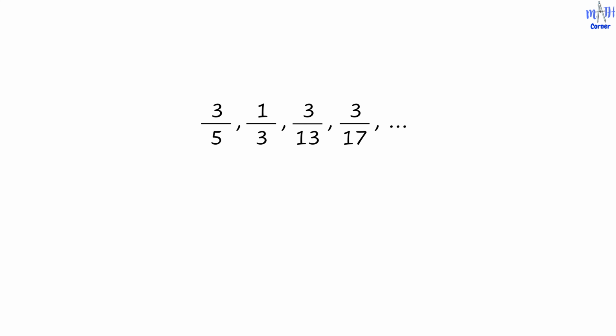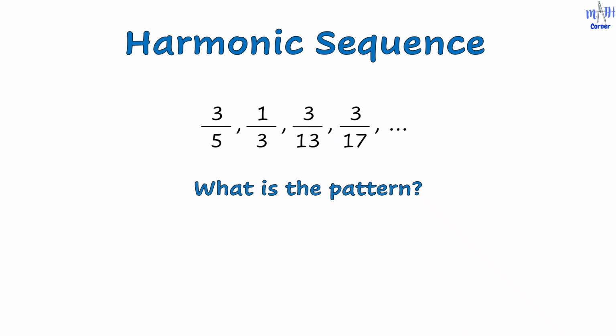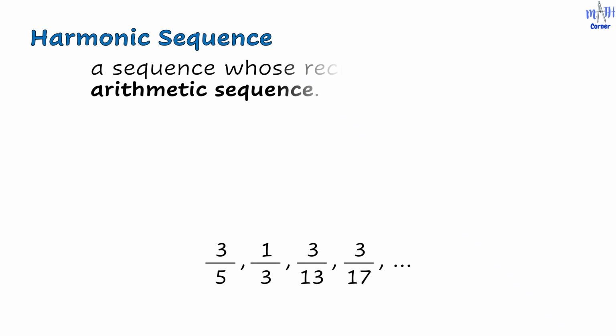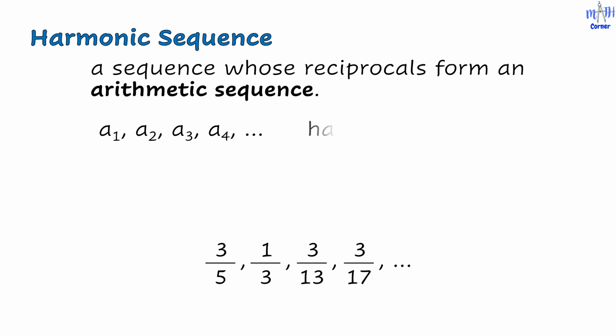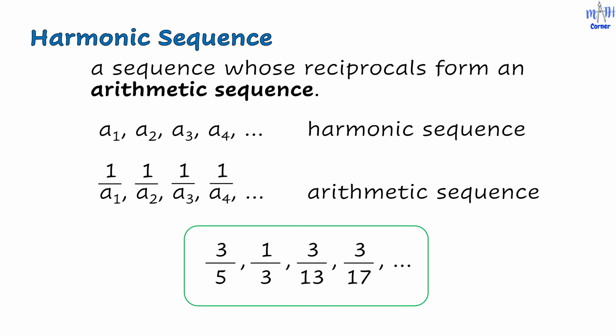Have you ever seen a sequence like this, and wondered, what kind of pattern is this supposed to be? In this video, we will talk about harmonic sequence. Let's begin. A harmonic sequence is a sequence whose reciprocals form an arithmetic sequence. So if this sequence is a harmonic sequence, the reciprocals will form an arithmetic sequence. Why is 3 over 5, 1 over 3, 3 over 13, 3 over 17, and so on, a harmonic sequence? Let's check it step by step.